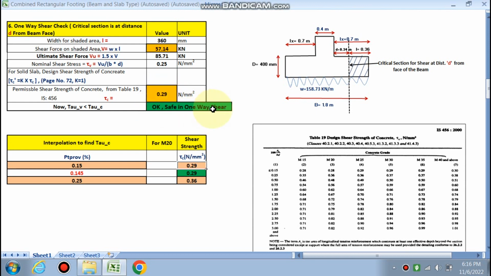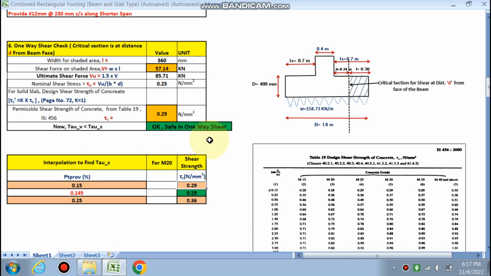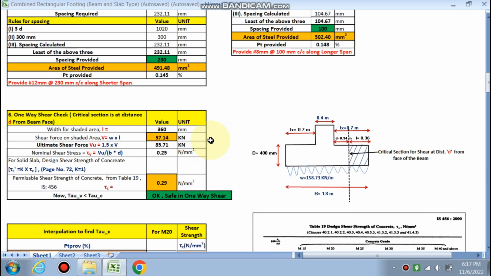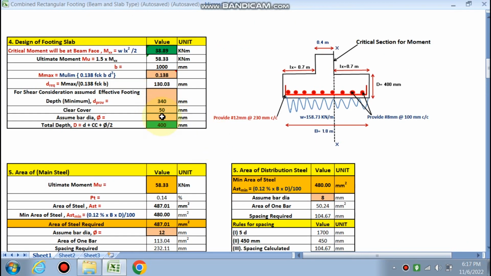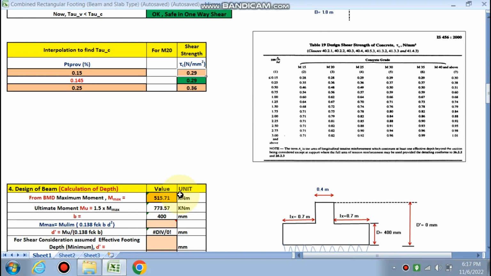So this is safe in shear because tau V is less than tau C. In the case of footing, tau V should always be less than tau C. If it is greater than the tau C value, then you have to increase the depth we have provided, so that it will be safe in shear.